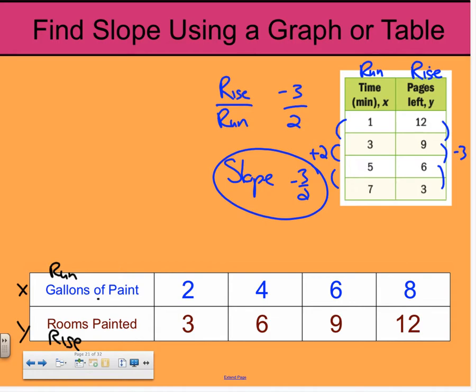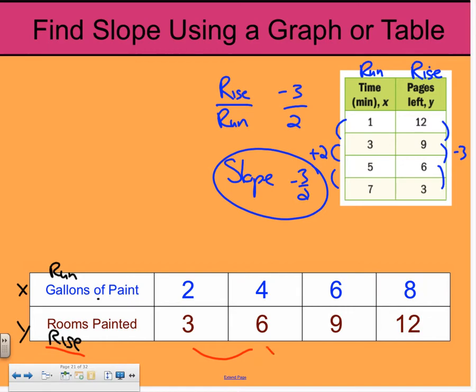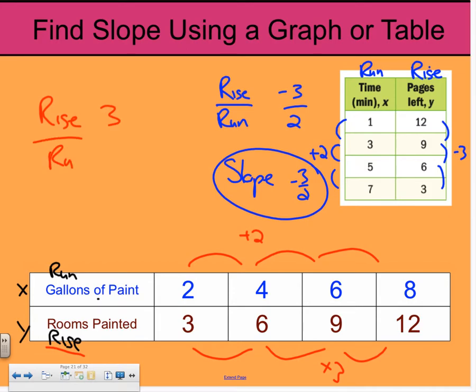Right? So the number of rooms that you can paint depends on how much paint you have. So that means the rooms painted will be dependent, which means it would be the y-axis, which means it will be the rise. There you go. Third time's the charm. All right, so what's going on with the rise? All right, adding 3 each time. What's going on with the run? Adding 2. Okay, so I notice that my rise is 3 and my run is 2 in this situation. Okay, now let me ask you this. In this one, my slope is 3 over 2.